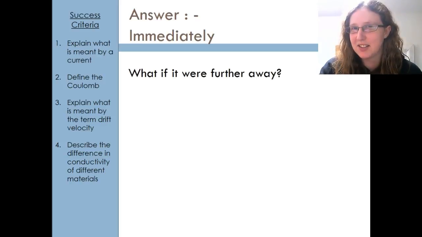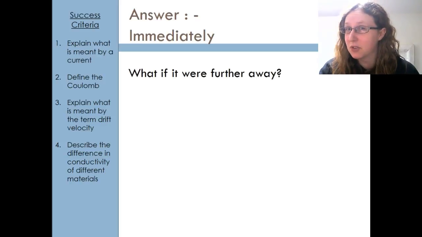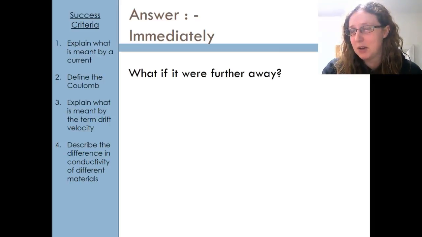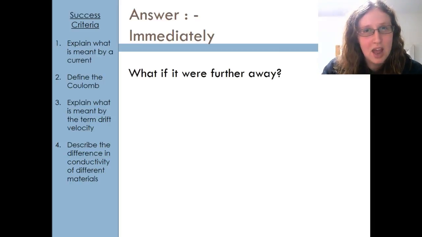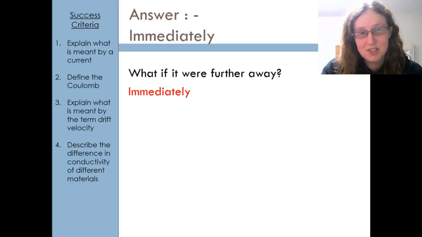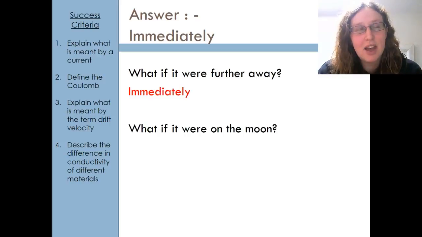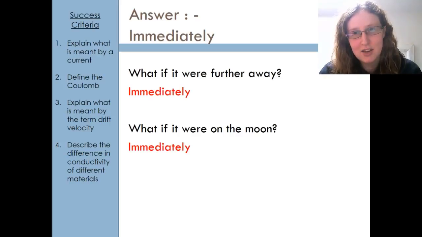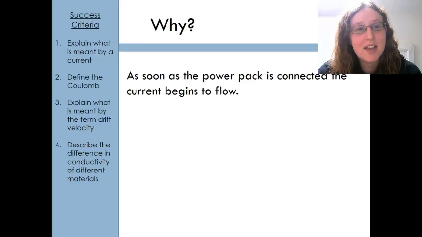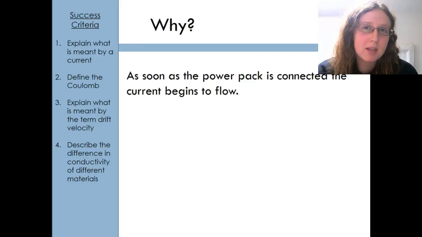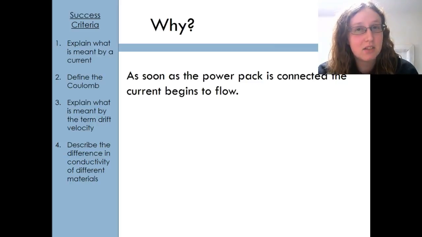I bet a lot of you kind of think that if I made the light bulb far enough away from the power source, that there might be a little bit of a delay between turning it on and the light actually turning on. But the answer is, in fact, it doesn't matter how far away it is, it'll turn on immediately. Even if I could run wires from here to the moon, the moment I completed that circuit, the bulb would turn on immediately. And the reason for that is because the moment I connect the power pack to the bulb, the current begins to flow. That's an instant thing. The current immediately begins to flow.